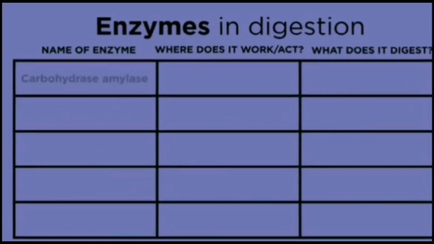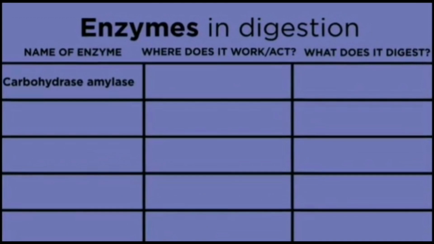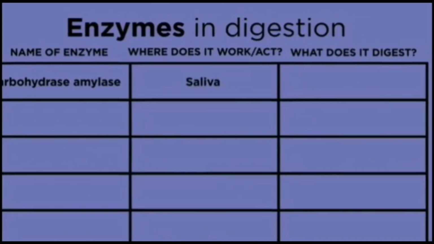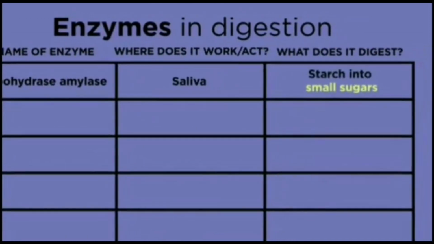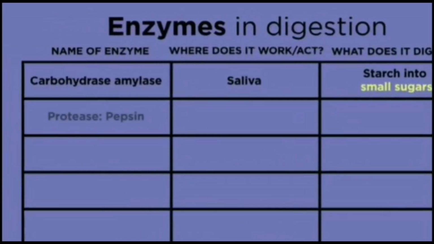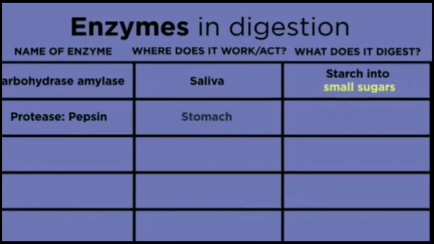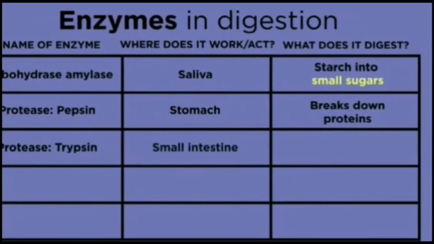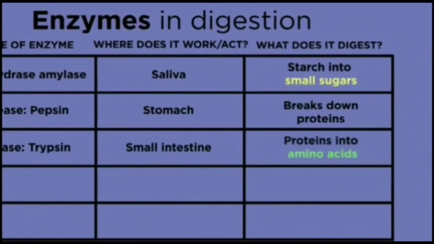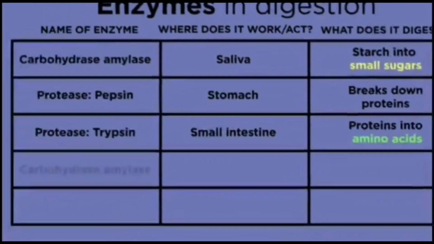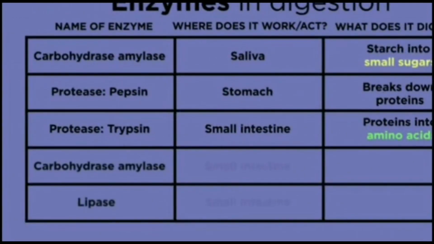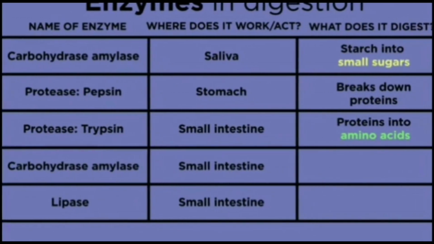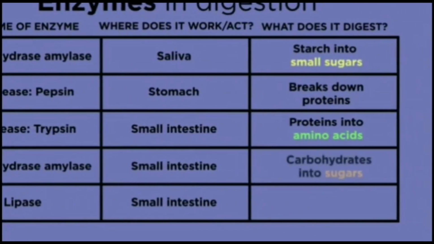The enzyme carbohydrase called amylase, which is released in the saliva, digests starch into small sugars. The enzyme protease called pepsin digests protein in the stomach. Then the protease called trypsin further digests protein into amino acids in the small intestine. Enzymes amylase and lipase are also released into the small intestine from the pancreas. They digest carbohydrates into sugars and lipids into fatty acids and glycerol.